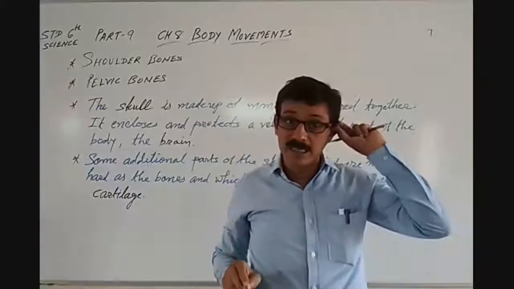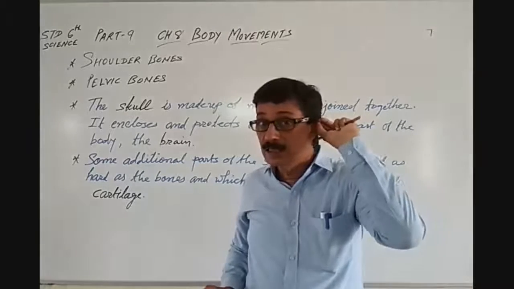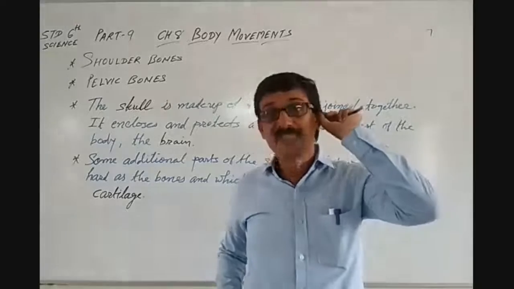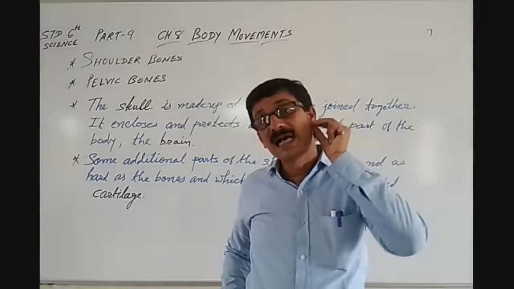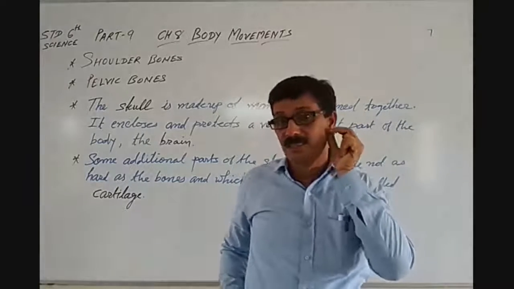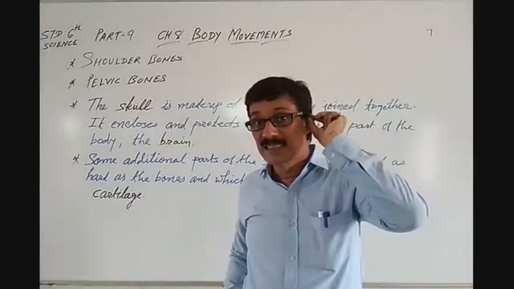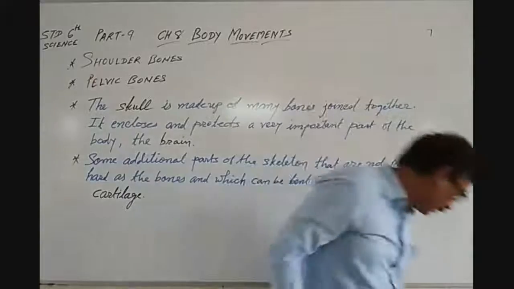In both ears you can see this part is there. It is not as hard as the bone, though it is hard. So this is a cartilage, these are muscles. This is not a cartilage, but here somewhere you can find there is a cartilage. Okay.